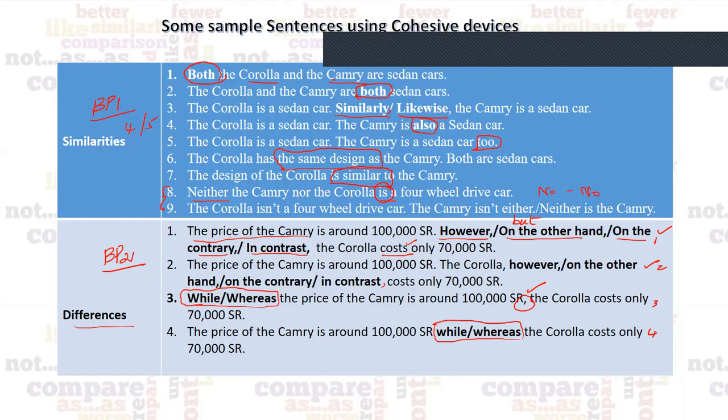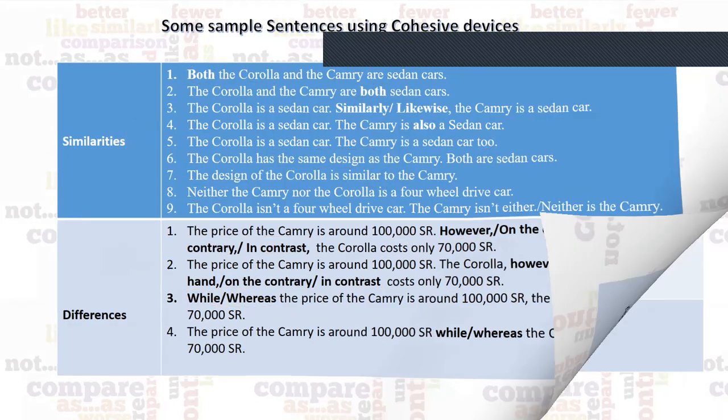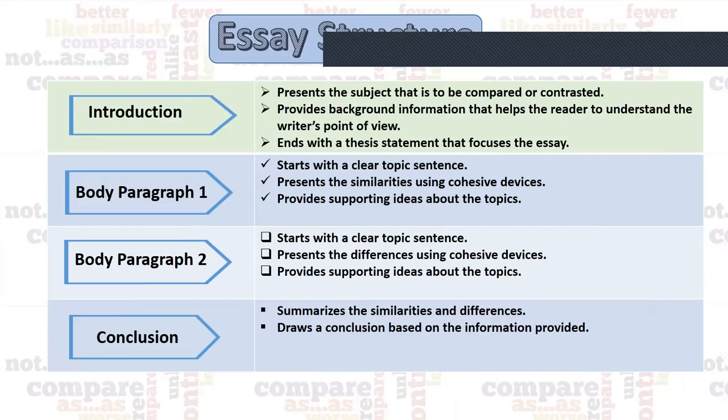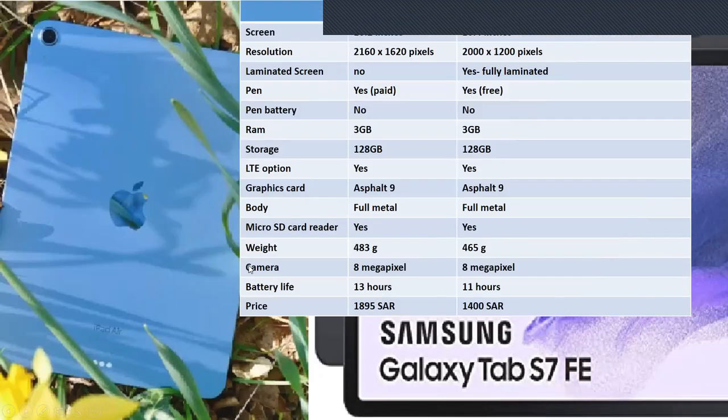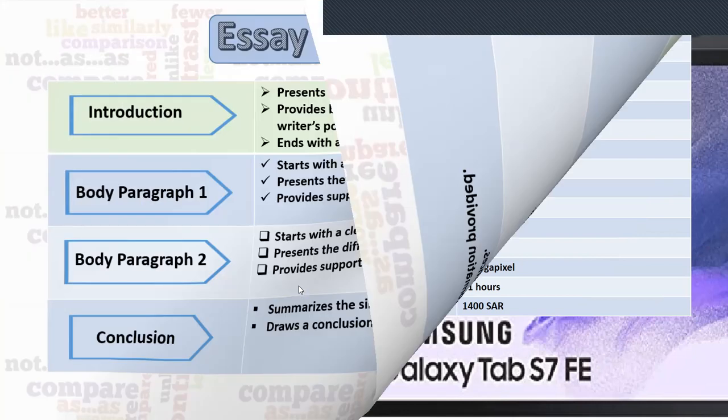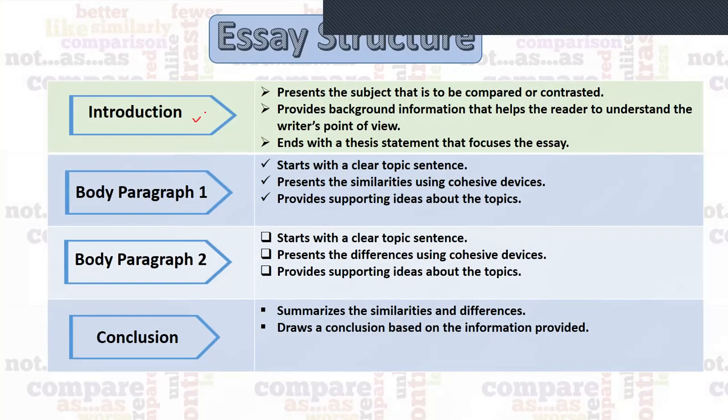How do we make sentences with connectors? Now, let's look at the structure of this essay. As usual, how many paragraphs do you have? We need to have 4 paragraphs, starting with the introduction and finishing with the conclusion. It begins with the introduction and finishes with the conclusion. And in between, you have body paragraph 1, body paragraph 2.